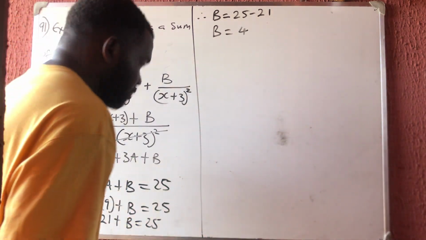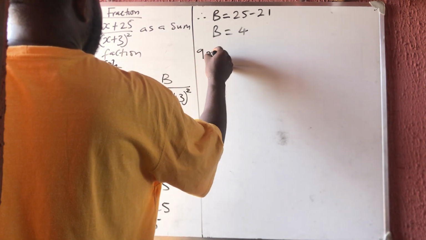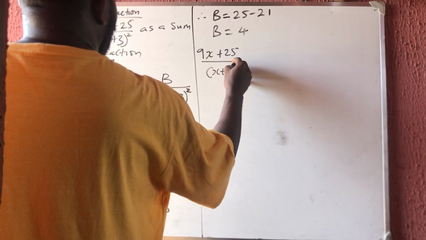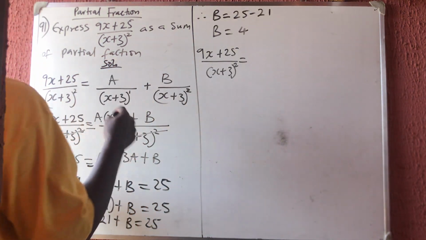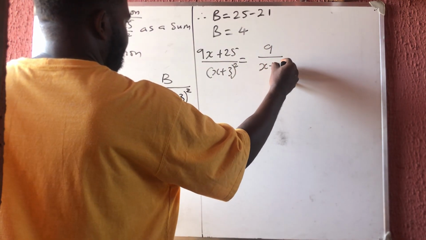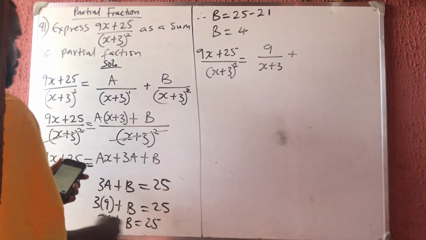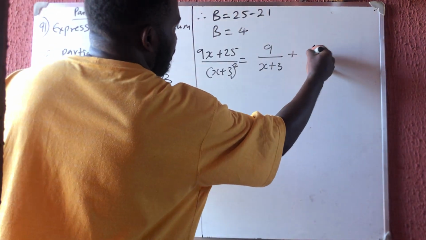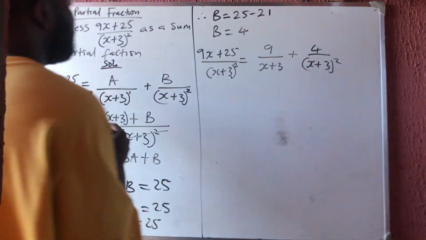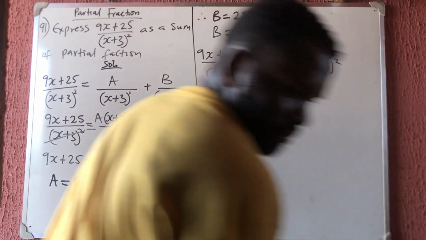Since you have gotten B to be 4, you now substitute. You come back to this place and say that the partial fraction of 9x plus 25 all over x plus 3 all squared is equal to my A, which is 9, all over x plus 3, plus my B, which is 4, all over x plus 3 all squared. So that is that for that. All right, go to the next question.